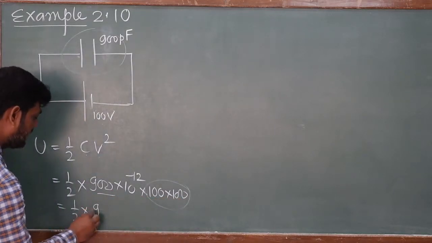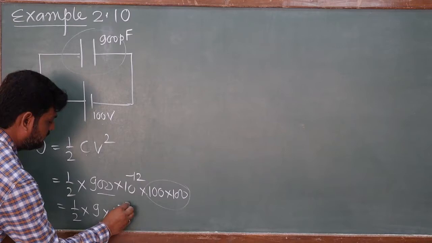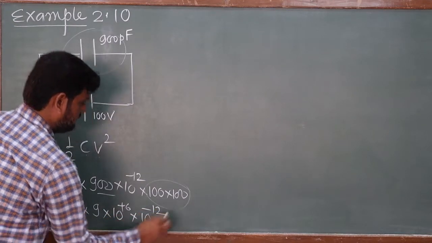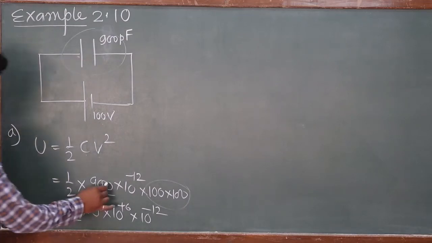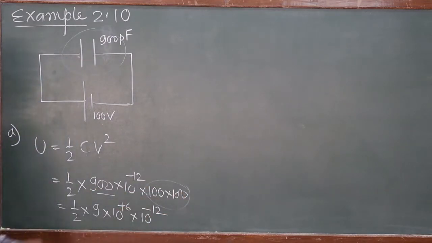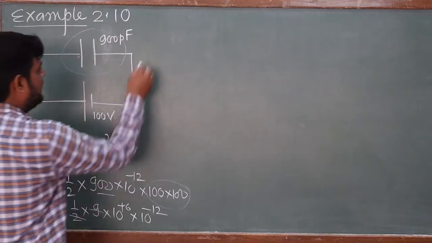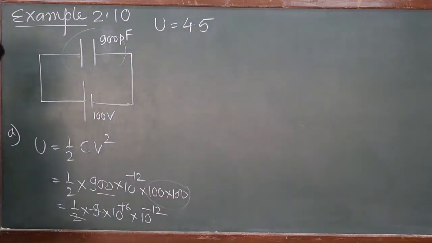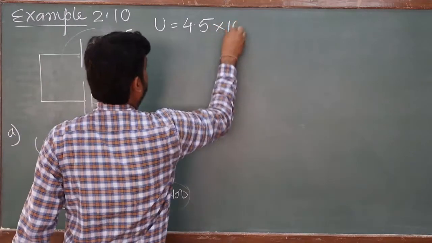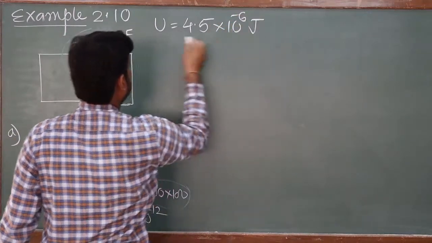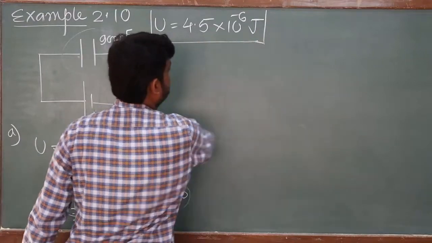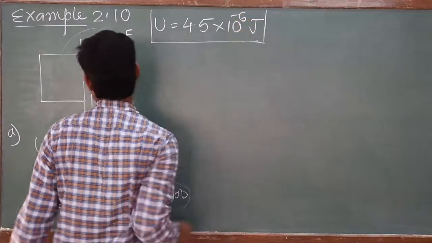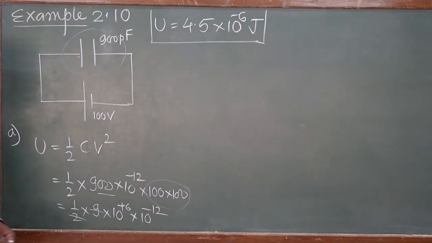So we can write 9 times 10 to the power plus 6 multiplied by 10 to the power minus 12, right? Half of 9 becomes 4.5. So U equal to 4.5 times 10 to the power minus 6 joule is the energy of this capacitor, right? So this is the question for 1 mark. Only one part we have completed.